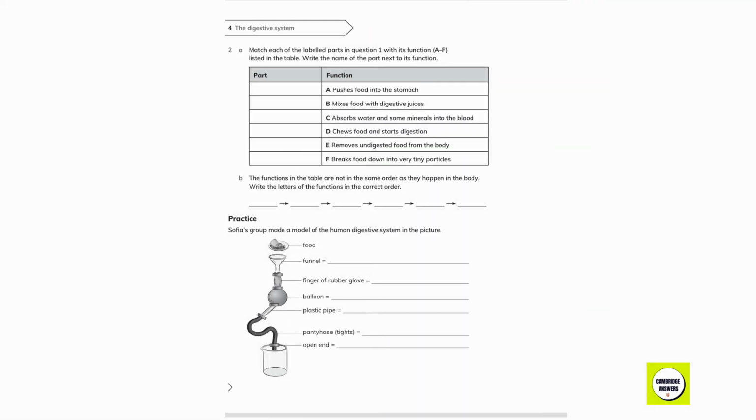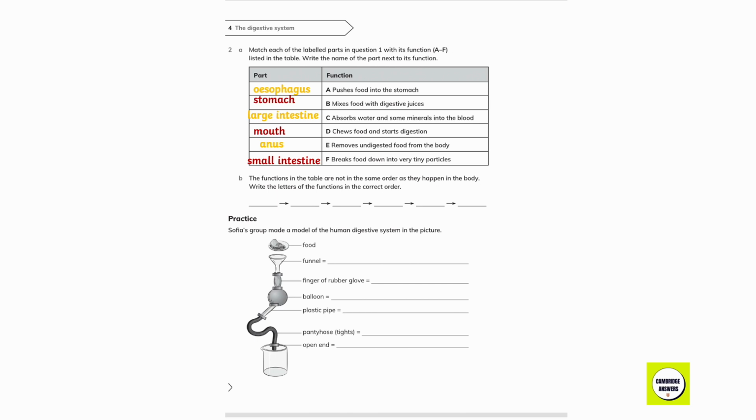Question number 2. Match each of the labeled parts in question 1 with its function A to F listed in the table. Write the name of the part next to its function. A. Pushes food into the stomach, esophagus. Mixes food with digestive juices, stomach. Absorbs water and some minerals into the blood, large intestine. Chews food and starts digestion, mouth. Removes undigested food from the body, anus. Breaks food down into very tiny particles, small intestine.